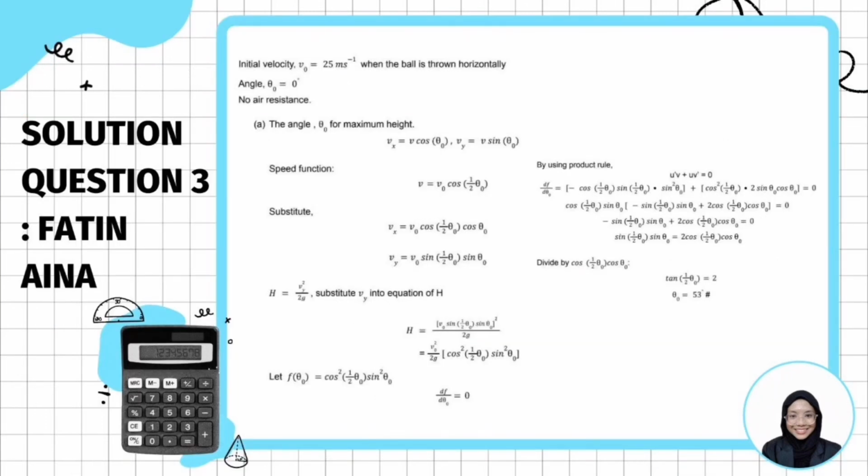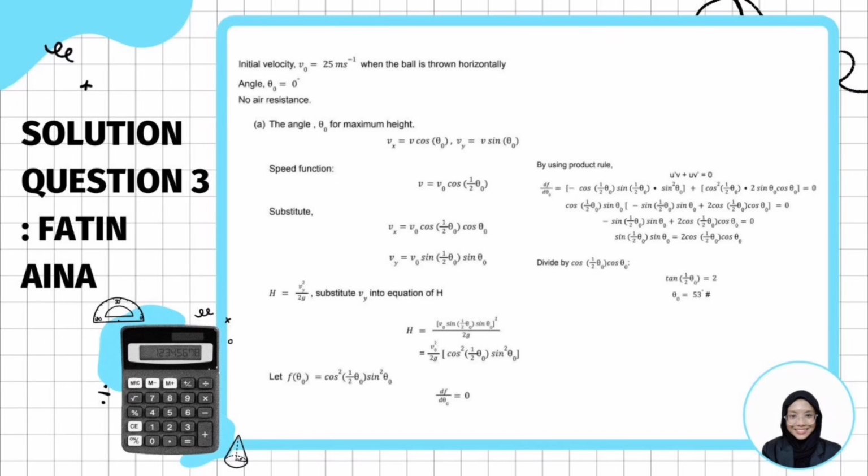So the solution for question 3: the initial velocity is 25 meters per second. For the angle for maximum height, let Vx equal V cos theta naught and Vy equal V sin theta naught. The speed function is V equal to V naught cos half theta naught. Substitute the speed function into Vx and Vy. Then the equation for height is H equal to Vy squared over 2g. Substitute Vy into the equation for H and let f of theta naught equal cos squared half theta naught sin squared theta naught.